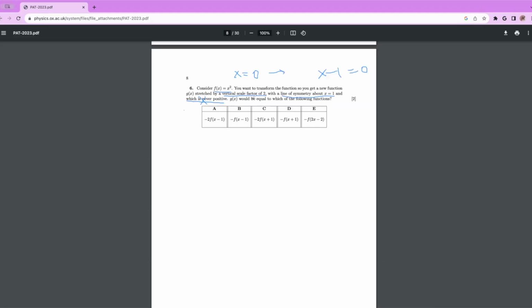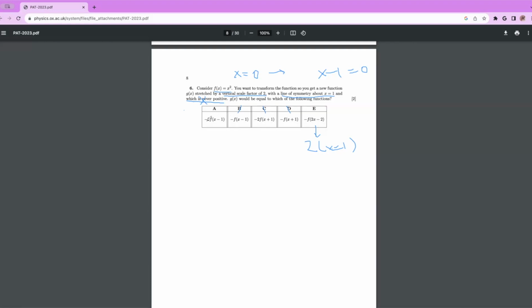So we can eliminate any of them that don't have x minus 1 in the argument, which is C and D, and technically not E, because we can see that there is 2 times x minus 1 here. That was ugly, but you're going to pretend you can see that. And the last condition is that it's a vertical scale factor of 2. So we can already eliminate B now, considering that there's no 2 anywhere to be seen. And so now we're between A and E.